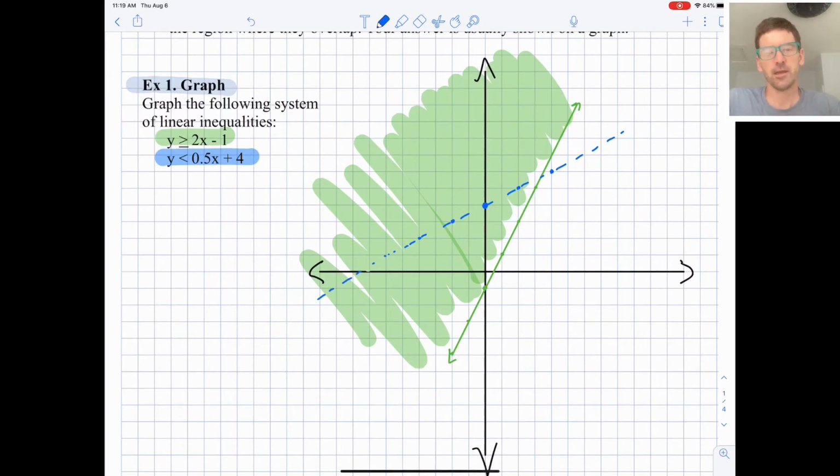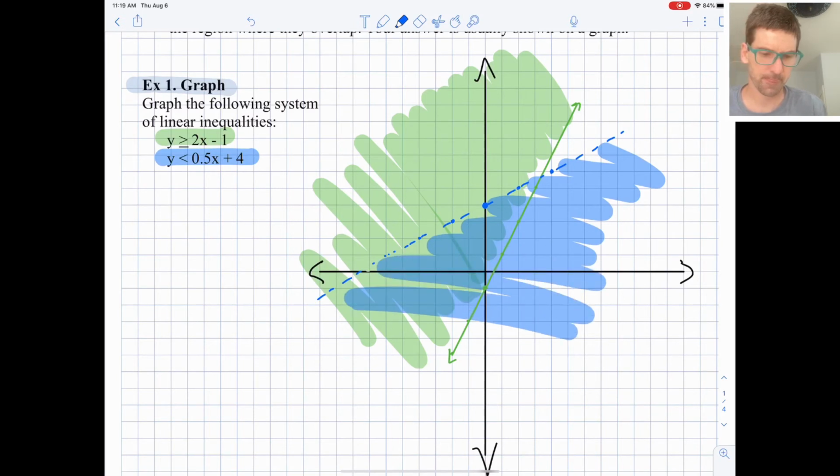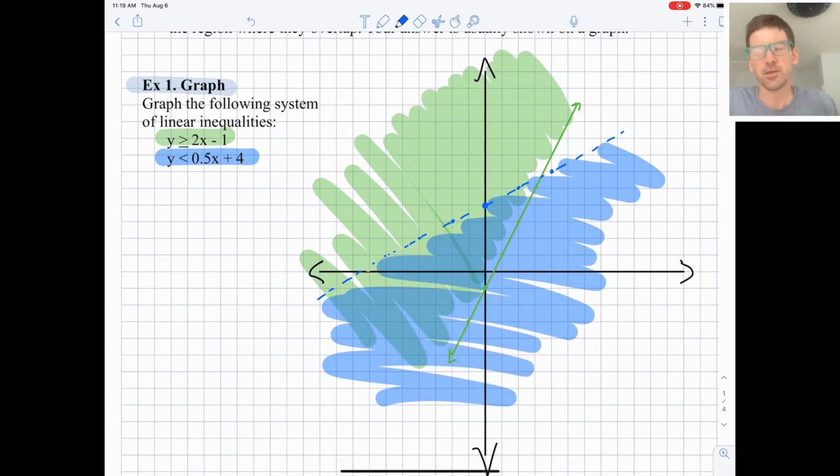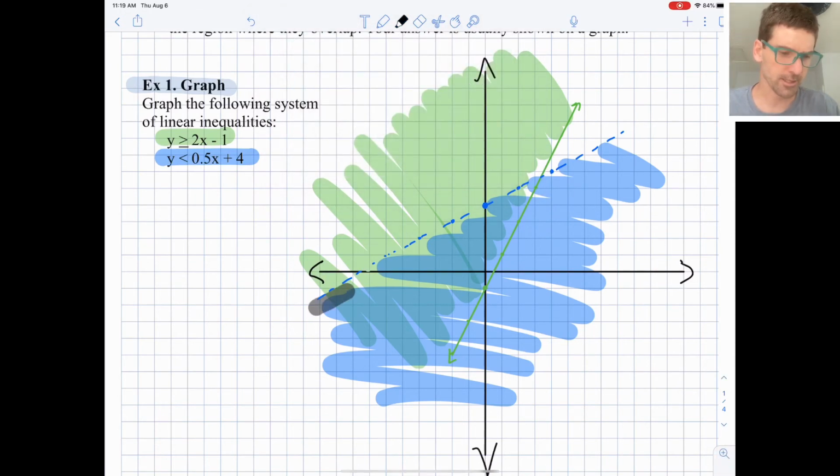Okay. And then we are shading the zone below, I think, but again, let's test that and check to make sure. Are we shading the zone including 0, 0? Is 0 less than 0.5x plus 4? It is. So we're going to shade the zone below that line. Okay? So we have 2 overlapping zones, and our final answer is the region that both zones overlap in. To be very specific, let me shade this in black. Our final answer is this zone right in here.